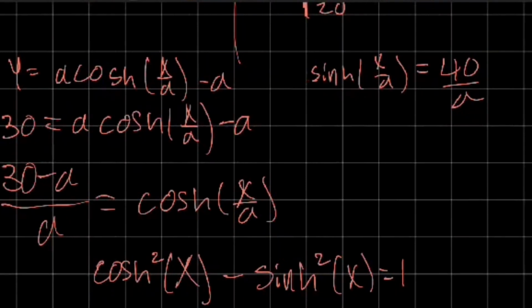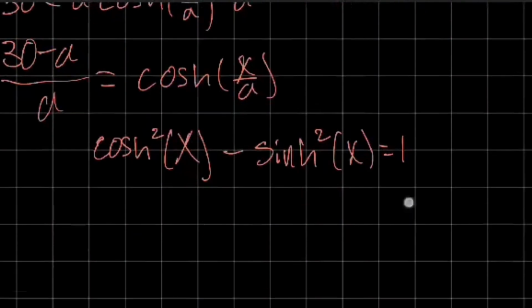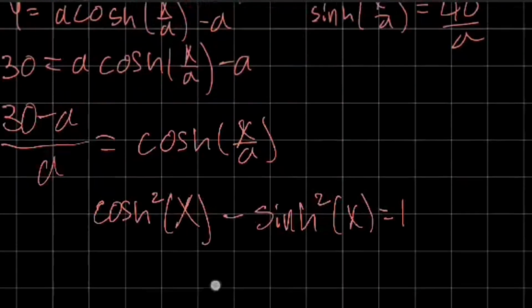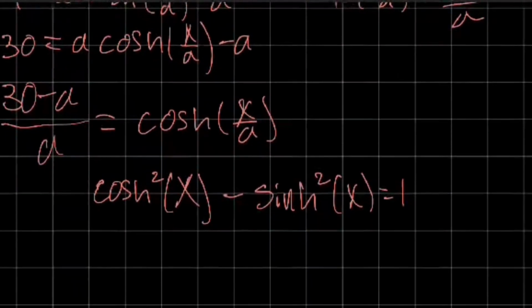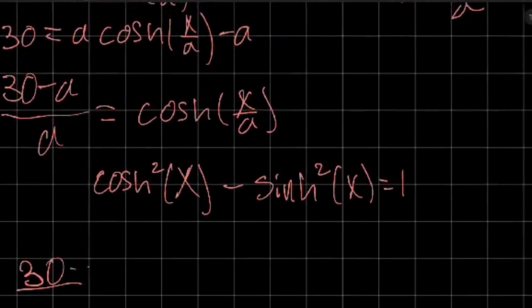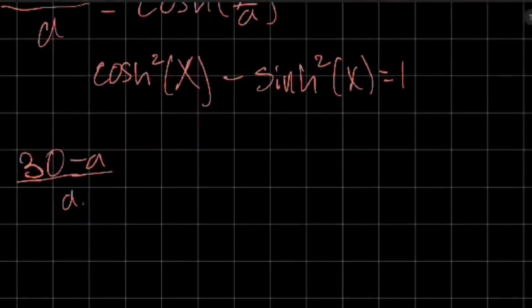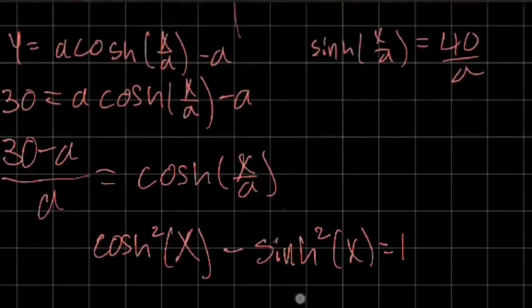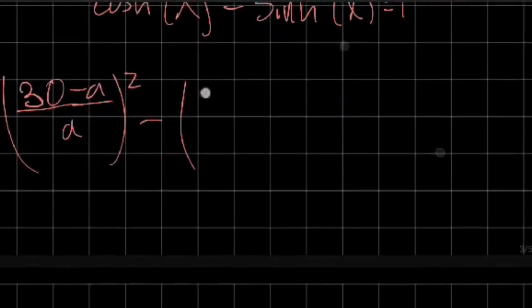sorry, I made a mistake here. Since we have this equation and we have both of them set to some value, we know that we can just plug it in. (30 minus a) over a, squared, minus 40 over a, squared, and that's going to give you 1.